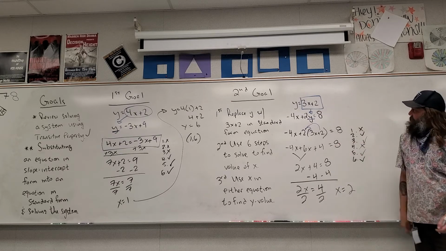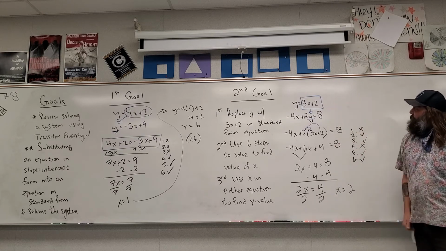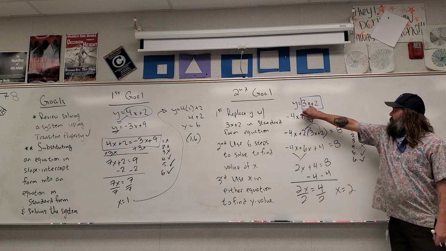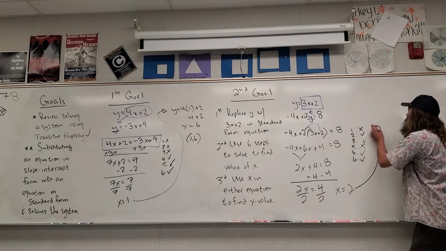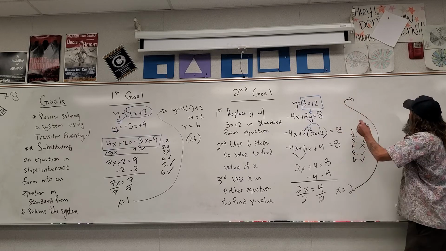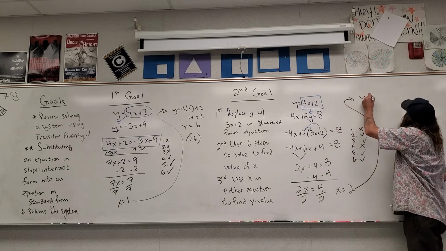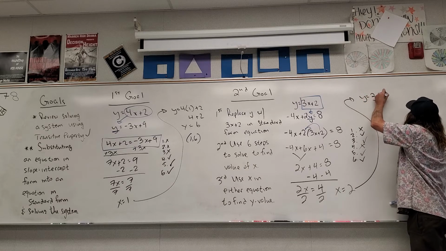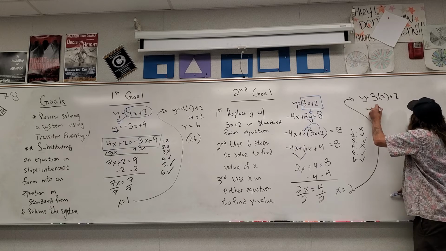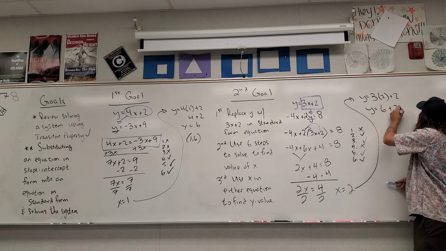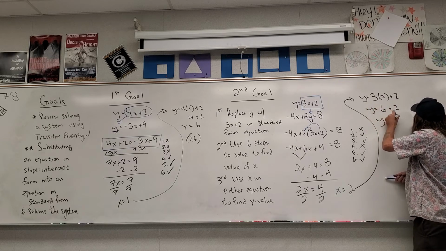Y is already by itself, which means I just work out what 3 times 2 is, which is what's going to replace my x, plus 2 is equal to. So let's finish that. And we have y equals 3 times 2 plus 2, which is going to become y equals 6 plus 2, and y is equal to 8.